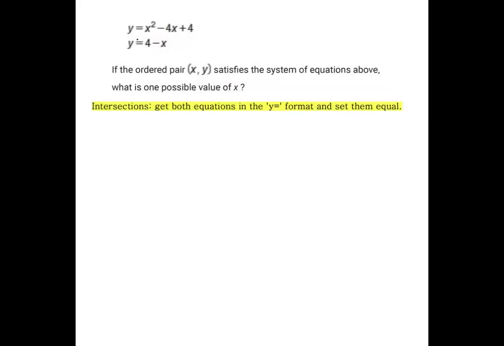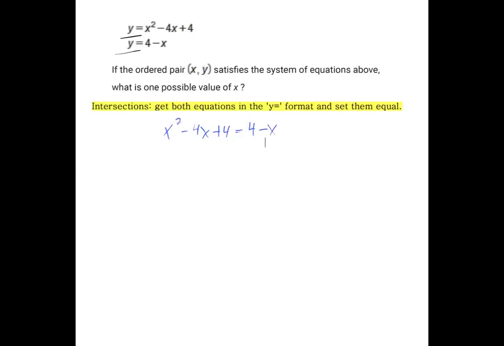So here we already have y equals this, y equals that. So we don't have to go ahead and work to do that. It's already there for us. So we just set them equal. x squared minus 4x plus 4 equals 4 minus x.